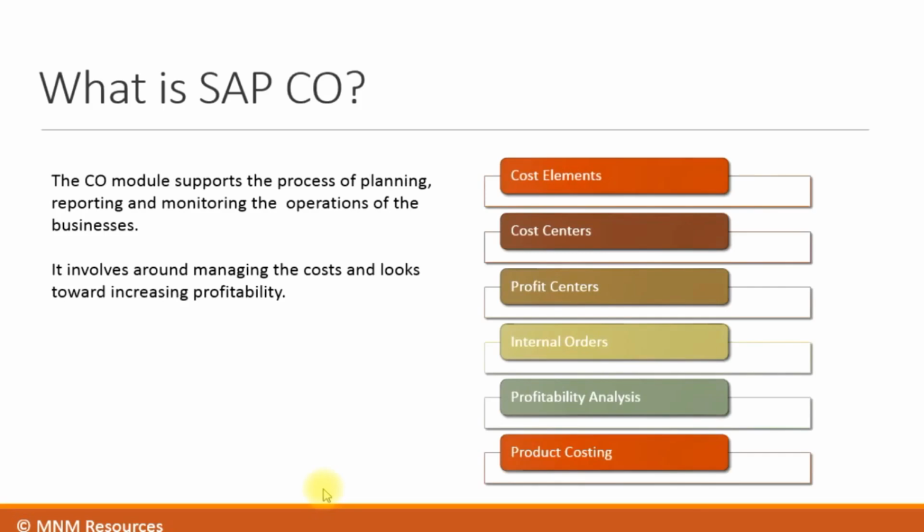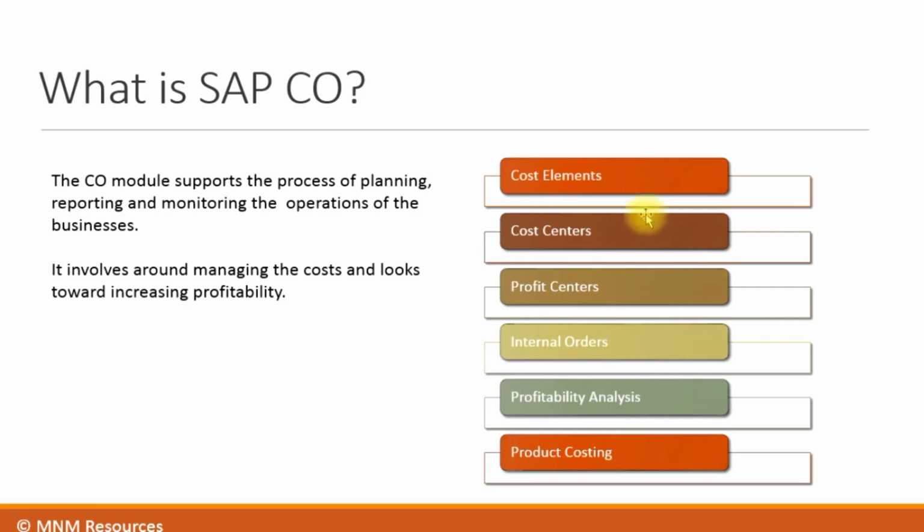Let's look at the SAP CO module. The CO module supports the process of planning, reporting and monitoring the operations of the business. It mainly looks at managing the costs, whereas we saw FI module looks at the transactions of an organization. The CO module's focus is to manage the costs and looks at increasing the profitability.